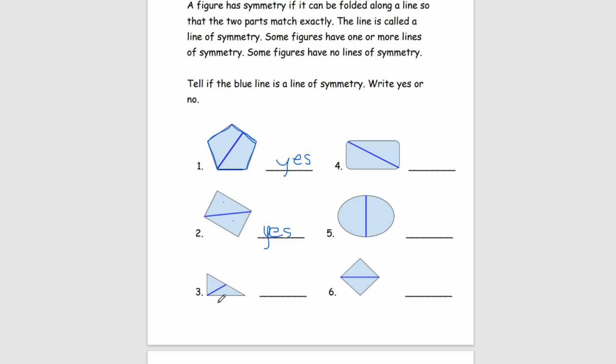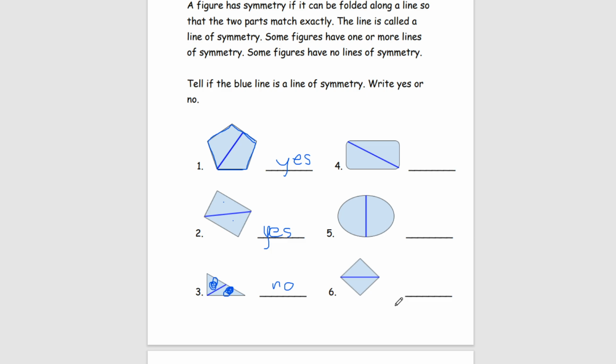For number 3, here we have a right triangle. However, this blue line is not a line of symmetry because we can see that this side is an equilateral triangle right here, and this is an obtuse triangle. As we can see, they are not the same, meaning that 3 is not a line of symmetry.